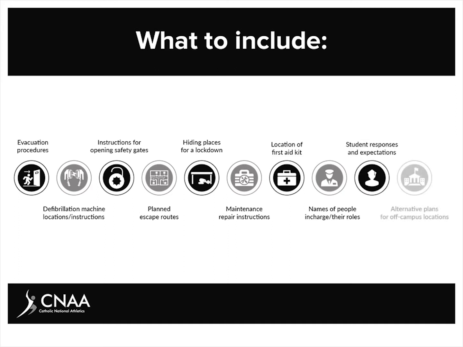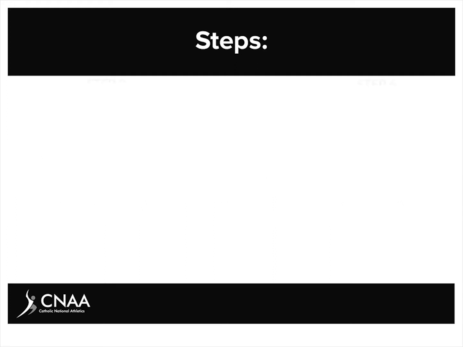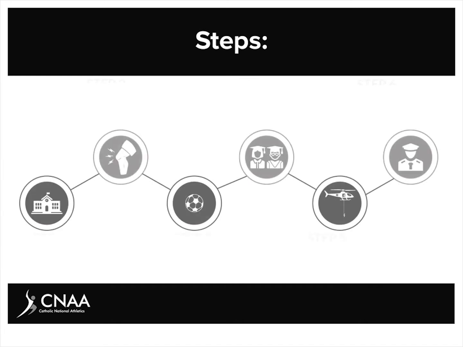Also consider writing alternative plans for off-campus locations. Some athletic directors travel to off-campus facilities to write emergency plans for new locations before the team visits. Now that you know what should be included, it's time to get started writing your own EAP. Here are a few steps.